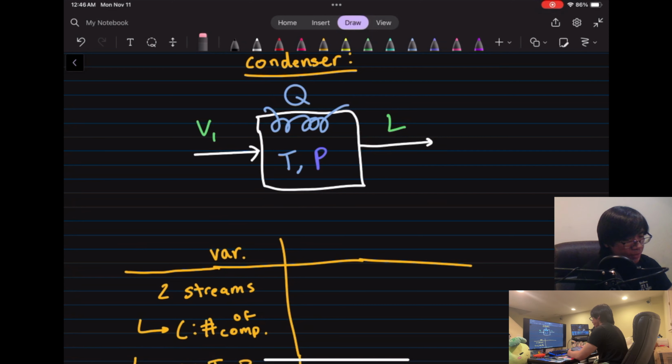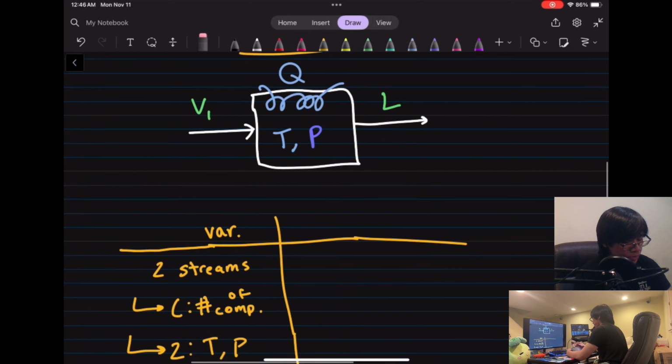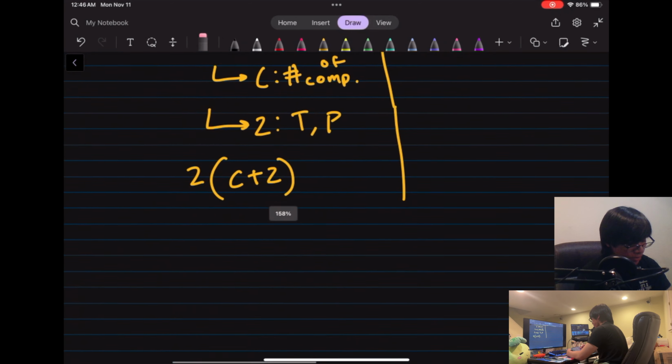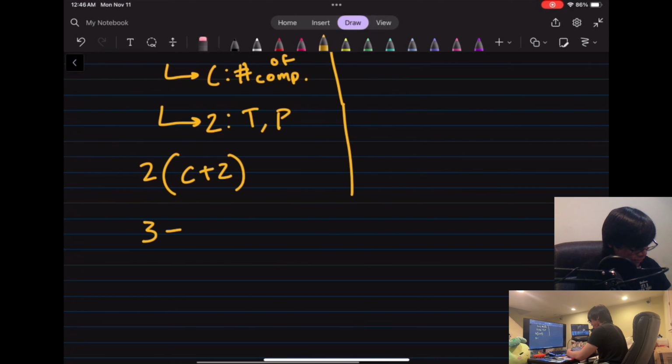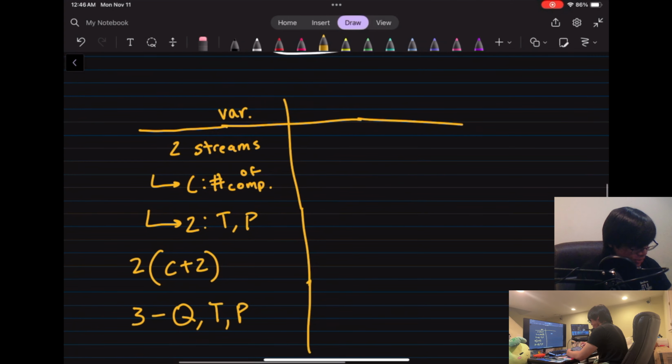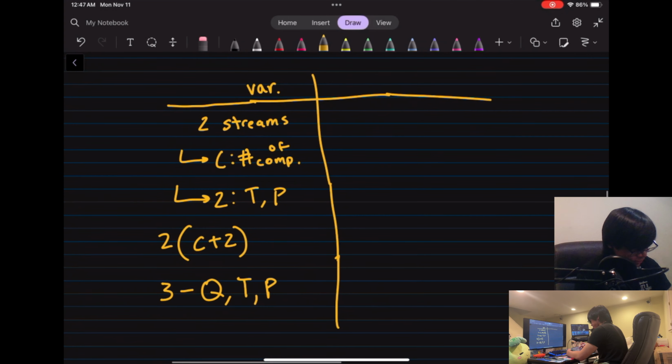We have the heating power. Well, in this case, it's heat being taken away with Q, Q of the condenser. And we have the temperature and pressure of the system. So those three are also unknown. So we'll add those. So I'll have heating, temperature, and pressure. And then we have our equations. I think that's all.